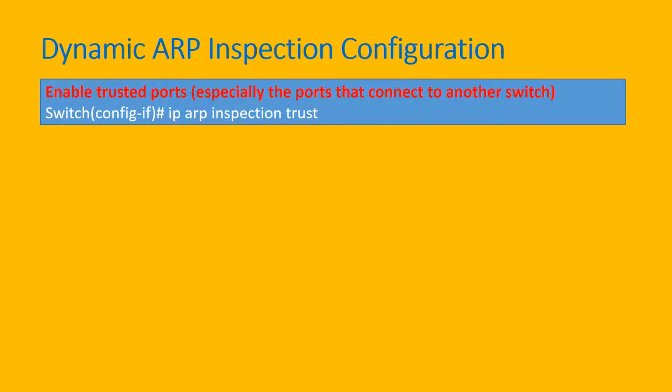After you enable dynamic ARP inspection, you should configure the ports that connect to another switch and also the ports that connect to the servers as trusted ports. To do that, you go to the interface configuration mode and issue the command ip arp inspection trust. After you issue that command, the switch doesn't check the ARP reply coming to the port, and it will forward the ARP reply packet right away.